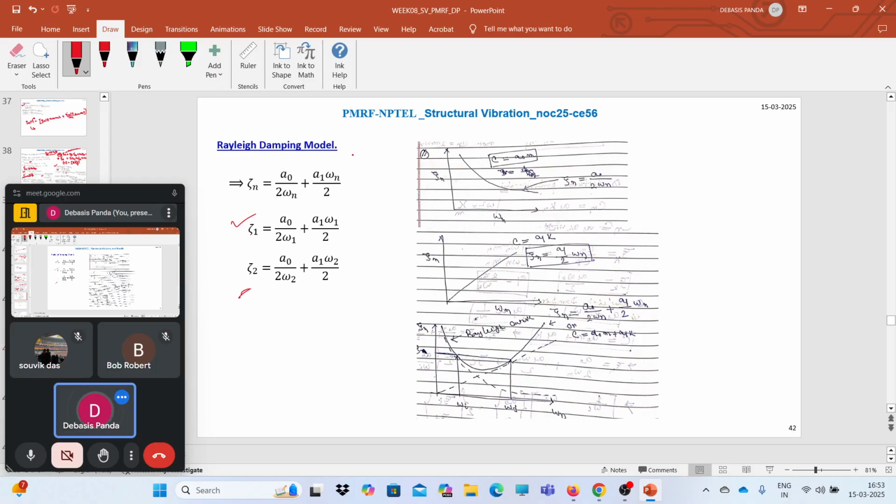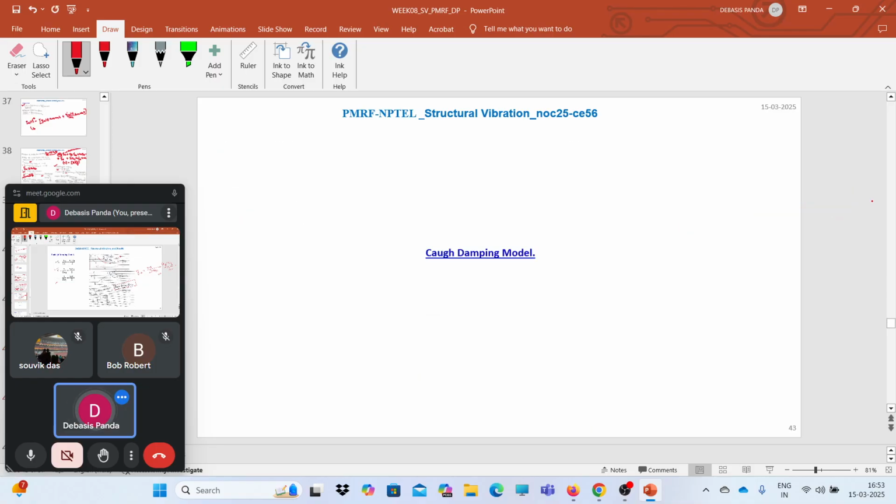So we have seen that the mass dependency property will follow like this, and the stiffness dependency property will follow like this, because we have already established. So ultimately the zeta value of the Rayleigh model will look like this. Zeta n is a very simple formula: A naught by twice omega n plus A1 omega n by 2. You can easily calculate the damping ratios at each node corresponding to each natural frequency.